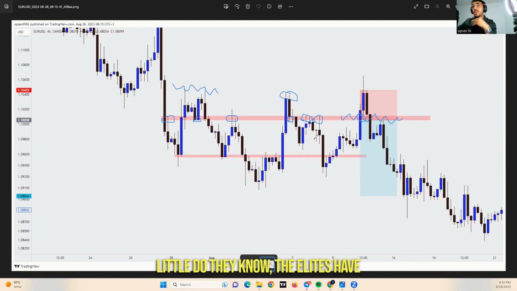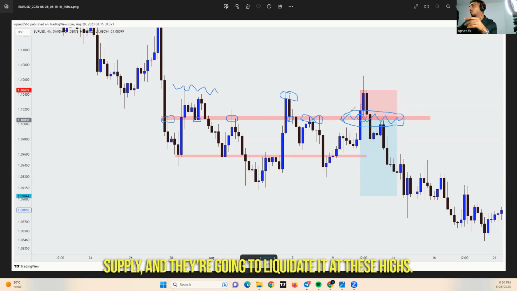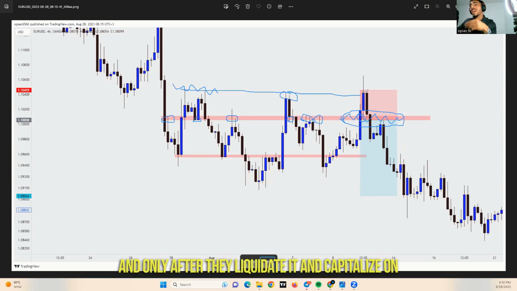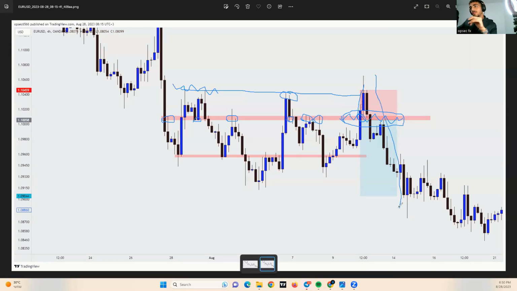Little do they know, the elites have more money than them, and the elites are looking to facilitate their trade. Thus, the elites are going to buy out all of the supply, and they're going to liquidate it at these highs. And only after they liquidate it and capitalize on this loss, only then will they move price down. Do you understand?